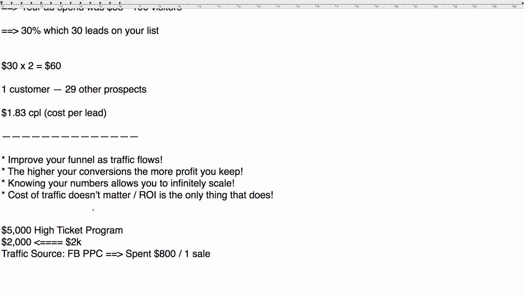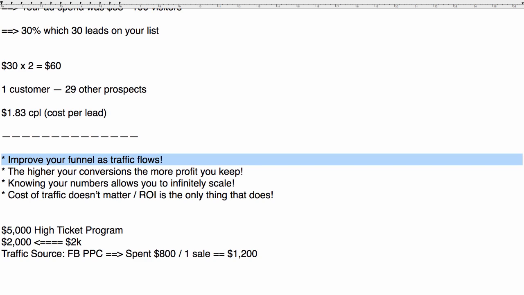You have to know your numbers, right? So look, with the traffic flow that I had coming in, I was able to improve my funnel as traffic flows. Now, with that $800 that I spent, I pocketed, keep in mind, this was not a loss, I made $1,200, right? Which is cool. Made $1,200. But the greater thing, the best thing about that situation was I was able to improve my funnel as the traffic continued to flow.